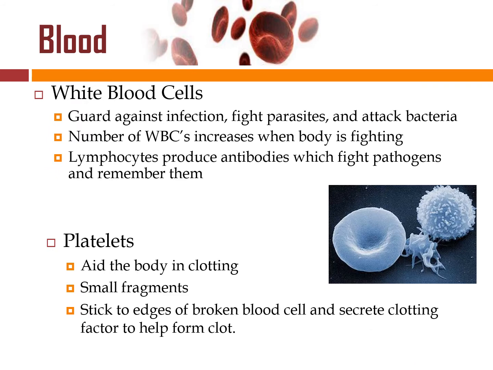White blood cell acts like a guard. Against what? Against infection, and it is responsible for fighting parasites and attacking bacteria. The number of white blood cells increases when the body is fighting a pathogen. Lymphocytes produce antibodies which fight pathogens and remember them. In general, white blood cells are responsible for fighting infection, parasites, bacteria, or pathogens. So it acts like a guard.